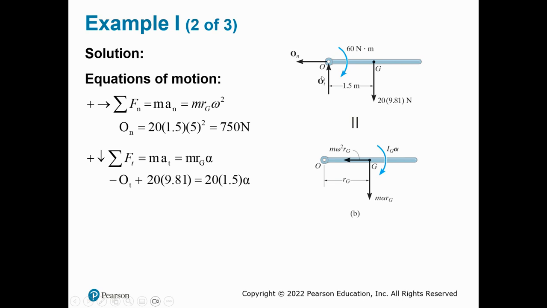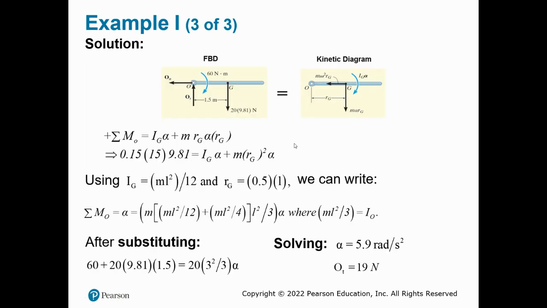You have ON and OT. The moment is 60 Newton meters going clockwise, and then you have the weight coming down. The kinetic diagram shows you have m AT and m AN, two different directions, plus IG alpha. So we put that in the equations on the left: m AN equals m RG omega squared, and m AT equals m RG alpha. Plug that in with our ON and OT, and that will help us solve.